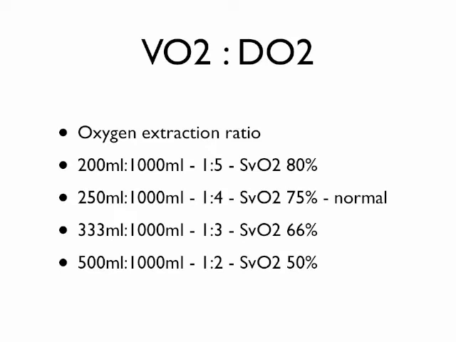Just going through all these, if the delivery of oxygen is a litre per minute and the consumption is 250 mils a minute, the ratio is about 1 to 4, and the mixed venous saturation will be about 75%, and that's the normal range. Then as you get further down, if the ratio is 1 to 3, that's a mixed venous saturation of 66%, and a ratio of 1 to 2, mixed venous saturation of 50%.